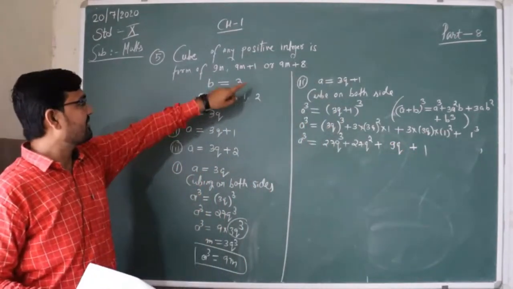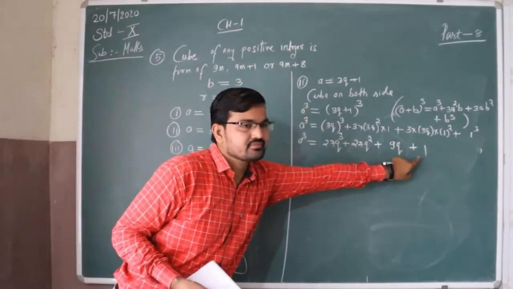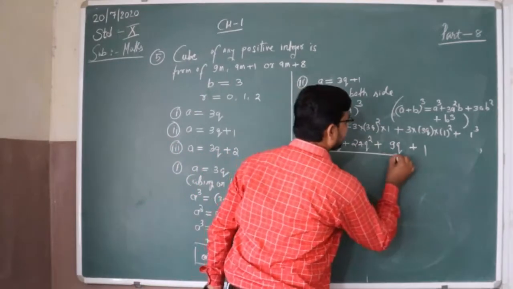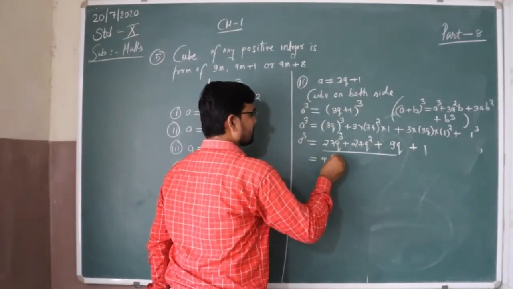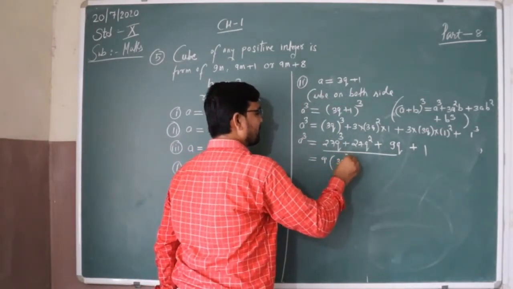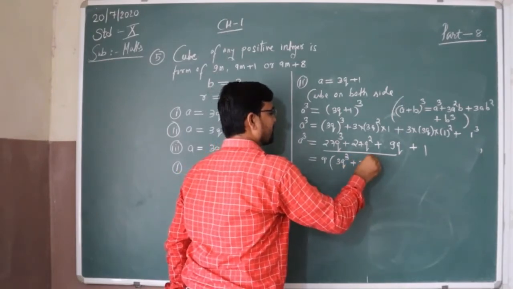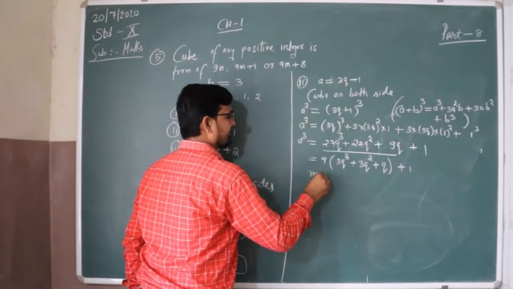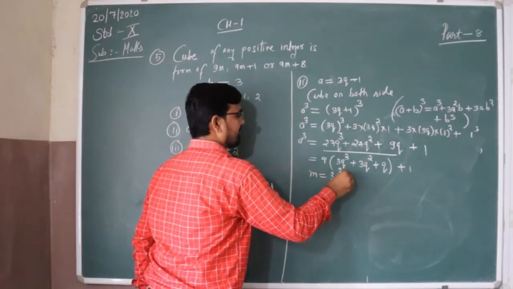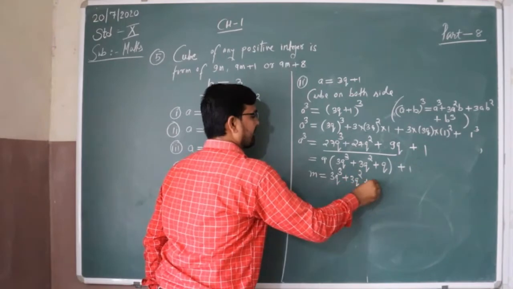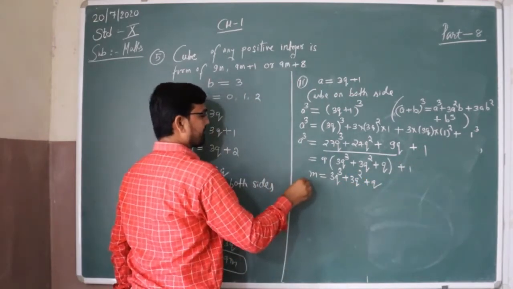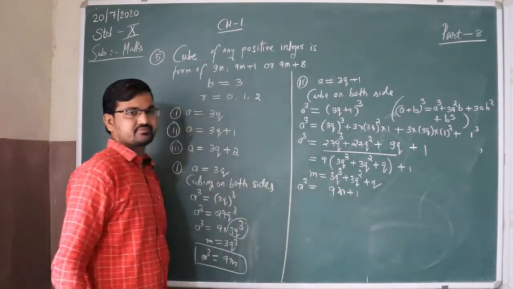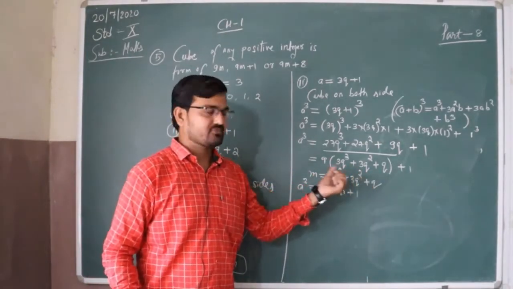Now see here, plus 1 is there. That means we can convert this into the 9m plus 1 form. So we can take 9 common from here. What will be remaining? 3q cube plus 3q square plus q, plus 1. m is equal to 3q cube plus 3q square plus q. So a cube is equal to 9m plus 1.